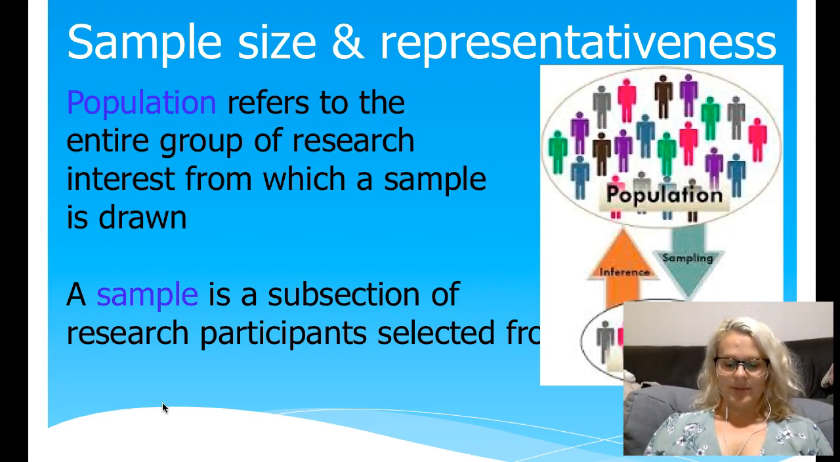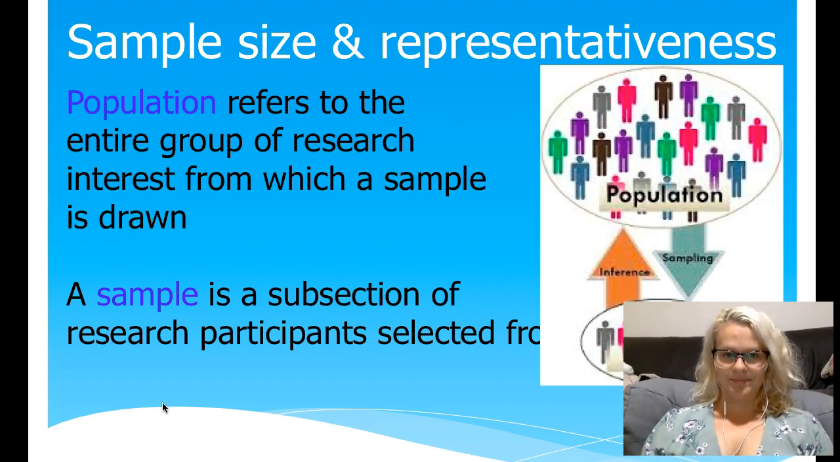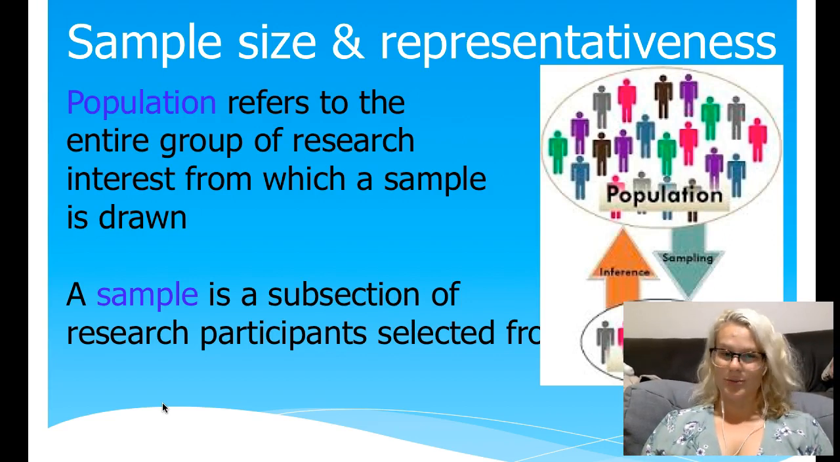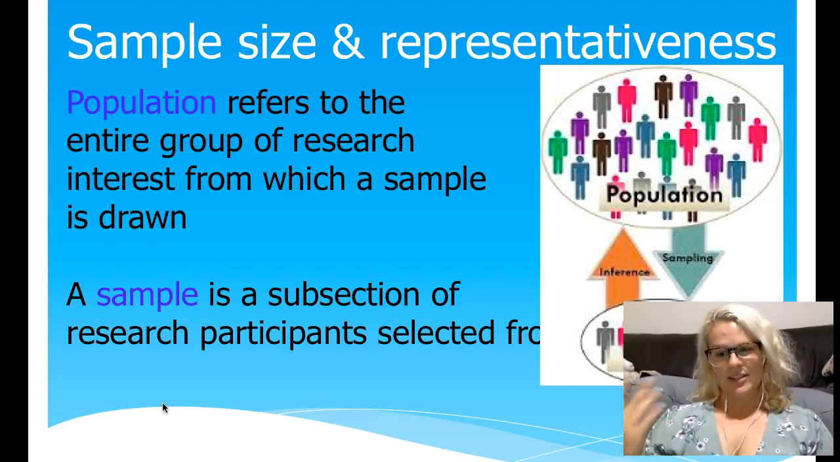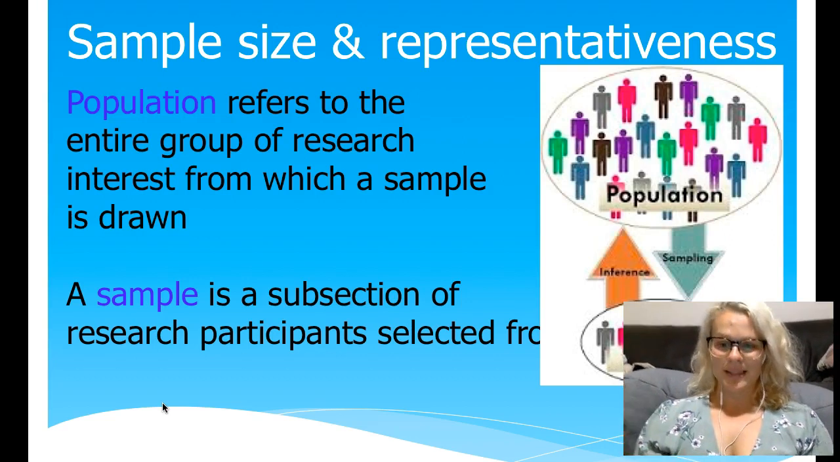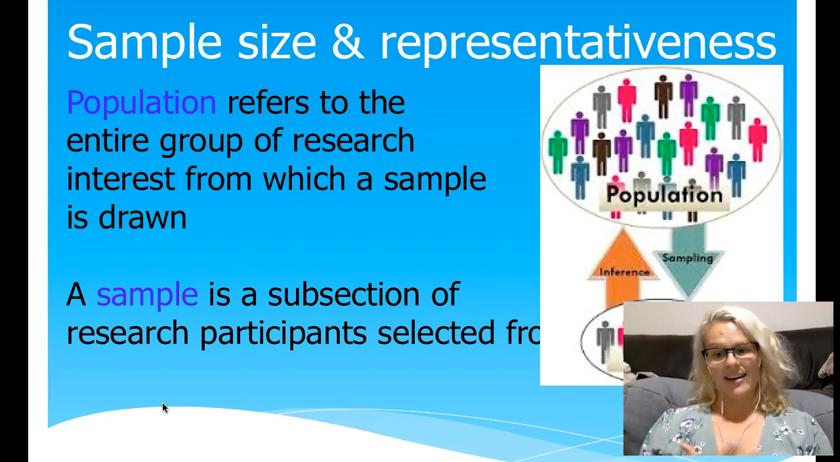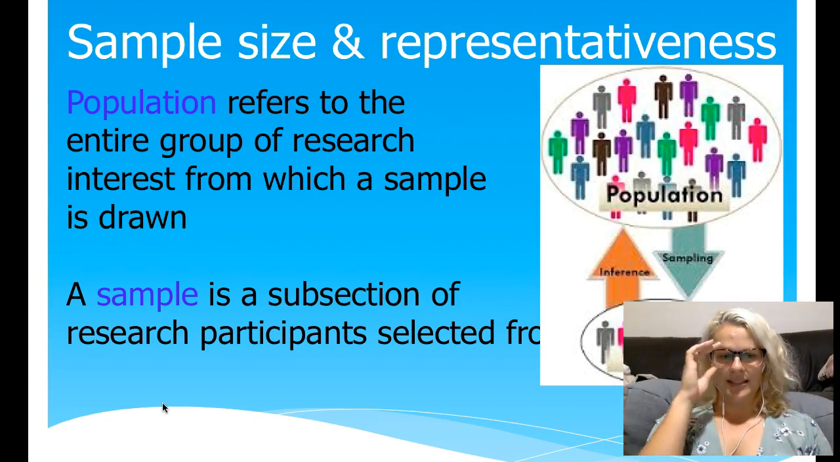So sample size and representativeness. When it comes to who is doing the research, the population refers to the entire group of research interest. For example, if I'm doing research on year 12s and the effect of caffeine on exam performance, my population would be year 12s, not necessarily just the people that I get it from. It could be year 12s in Asia, year 12s in Africa, year 12s all around Australia. They are my population. So the population is whoever, and if you don't specify that, then your population is everyone.